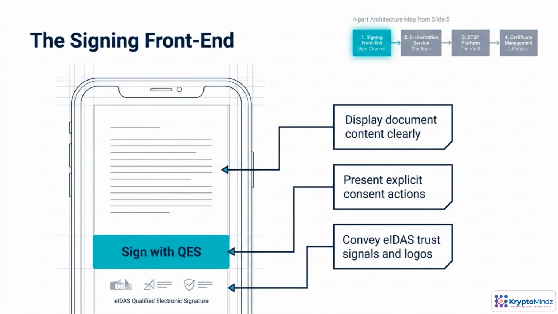The signing front end is the user's window into the whole signing flow. It shows what they're agreeing to, how they consent, and why they should trust it. Strong design here means clear document summaries, unambiguous sign actions, visible security cues, and a smooth experience across web and mobile in every required language.